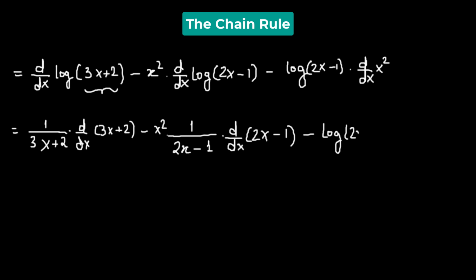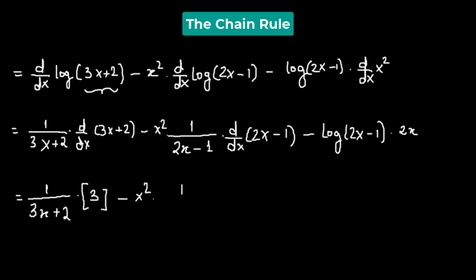minus log of 2x minus 1 times the derivative of x squared, which is simply 2x, obtained by using the power rule. So we have 1 over 3x plus 2 multiplied by the derivative of 3x plus 2. The derivative of 3x is going to be 3 and the derivative of 2 is simply 0. Minus x squared times 1 over 2x minus 1 times the derivative of 2x, which gives us 2, and the derivative of 1 is 0. Minus 2x times log of 2x minus 1.